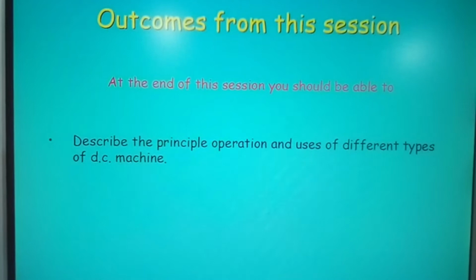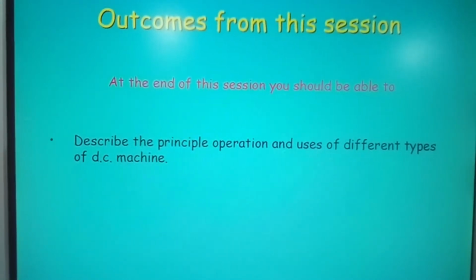Now, at the end of the session, the student should be able to describe the principal operation and uses of different types of DC machines.